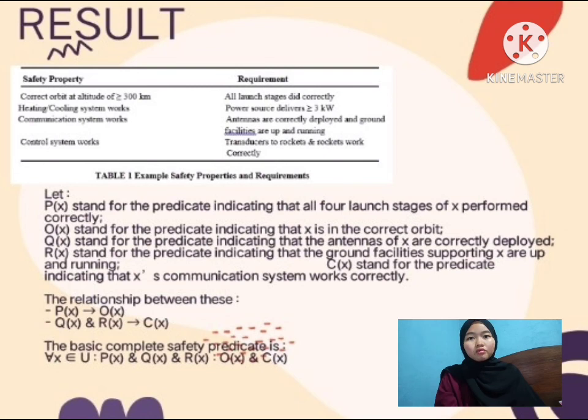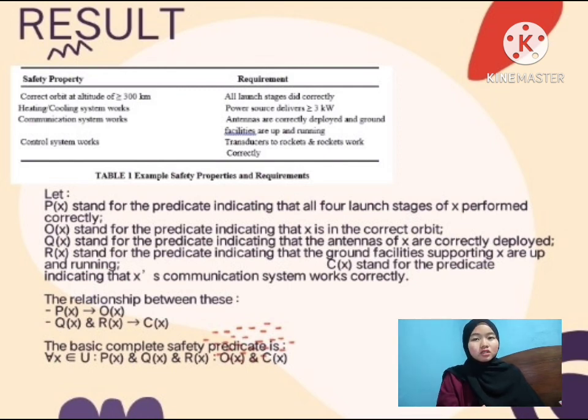The altitude and orbit are correct if all four stages of the launch rocket perform correctly. The heating or cooling system works if the power source delivers a power of no less than 3 kW. The communication system works if the antennas are correctly deployed and the ground facilities are up and running. The control system is correct if the transducers to the onboard rockets and the rockets themselves are both working correctly.